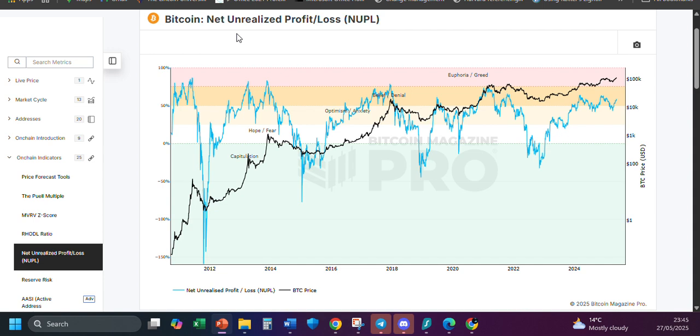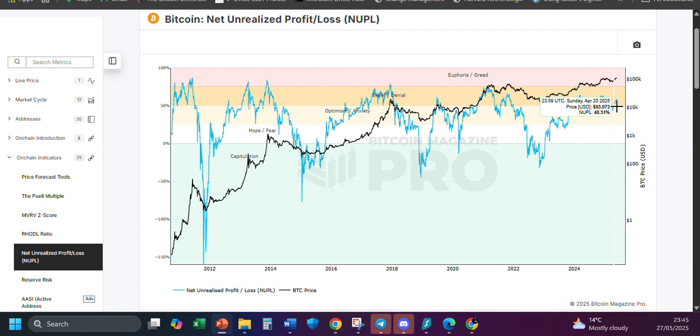So what does that actually mean to us? So the realised value takes the price of each Bitcoin when it was last moved from one wallet to another wallet. It then adds up the individual prices and takes an average of them. It then multiplies that average price by the total number of coins in circulation. By subtracting the realised value from the market value, it can calculate the unrealised profit and loss.